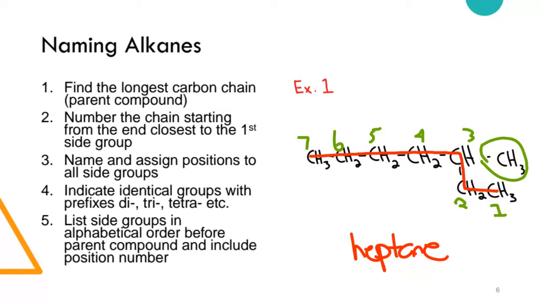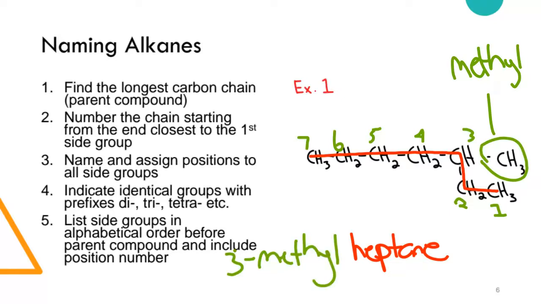Now I need to name and assign positions to all the side groups. So what's my side group here? This is a methyl group, and it's on carbon 3. So this is going to be 3-methylheptane. And remember, you separate numbers from numbers with commas and numbers from words with dashes. Any questions there?